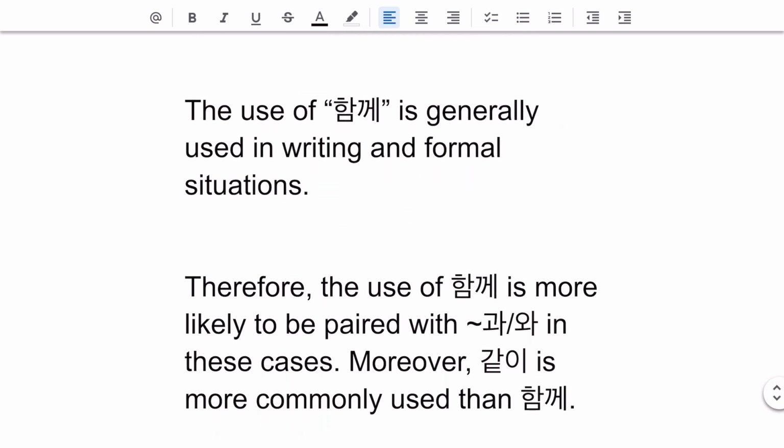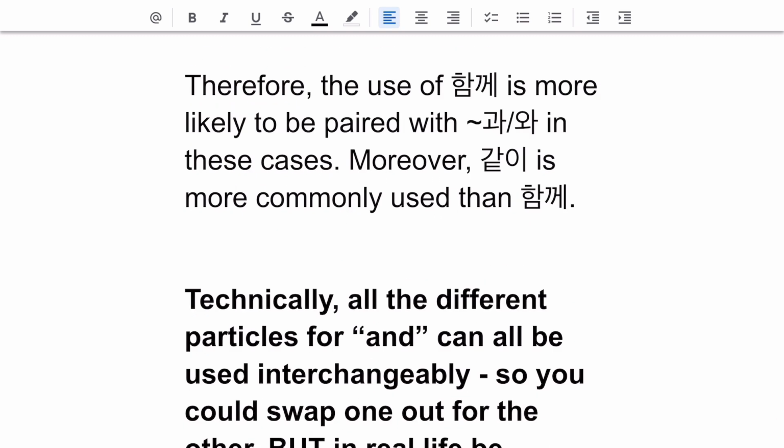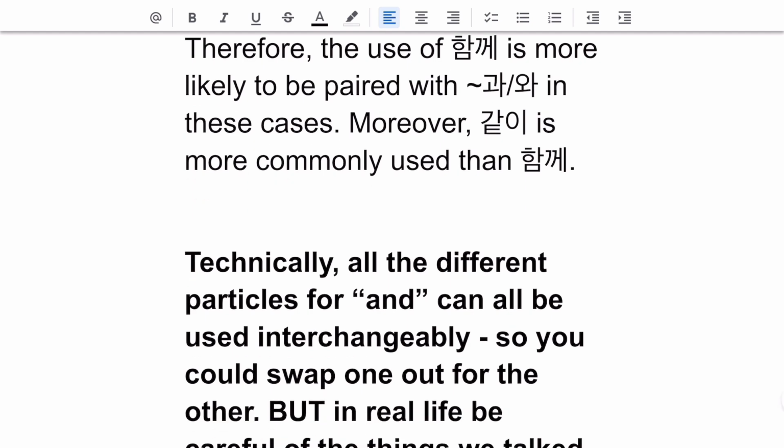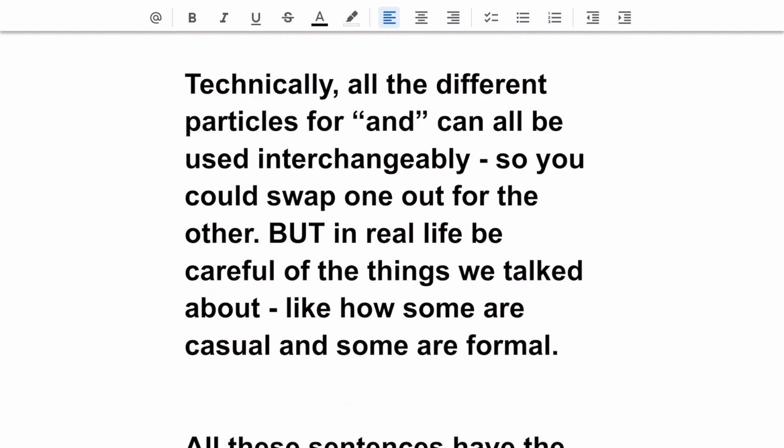Now, what's the difference between these two? 함께 is used more in writing and formal situations. 함께 in general is a little bit more poetic. You might hear it more in songs than you do 같이. So it's usually used with 과 and 와 quite a bit, but it really doesn't matter. To me, it doesn't matter too much. 같이 is more common than 함께, so you might have heard 같이 instead. But, wrapping it up, all of these can be used interchangeably. So you can swap one way to say and out for another.